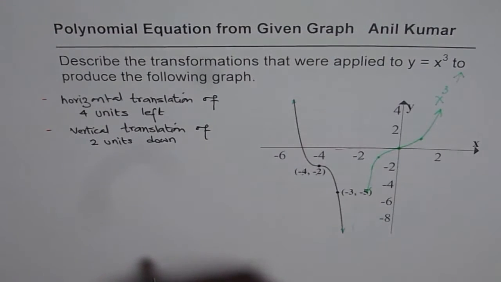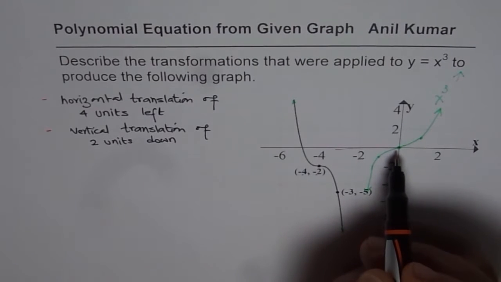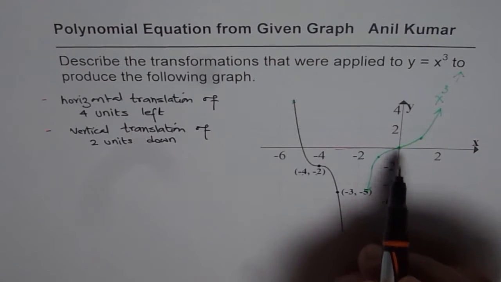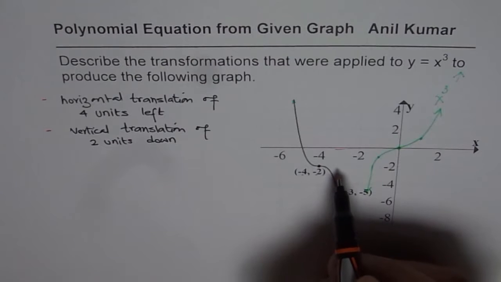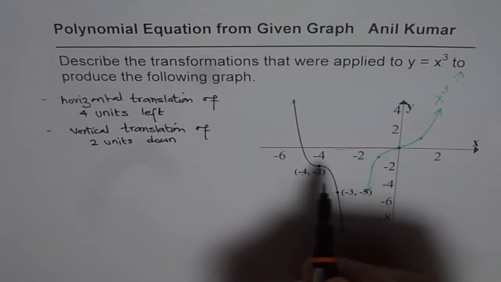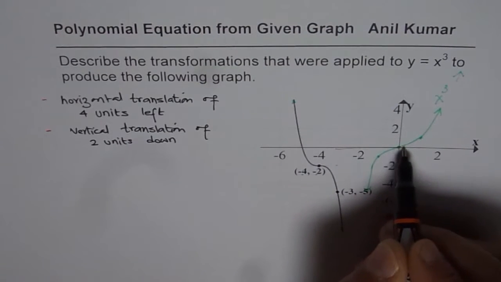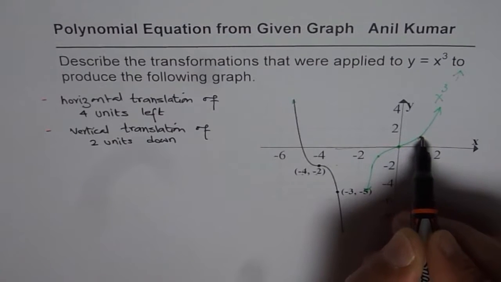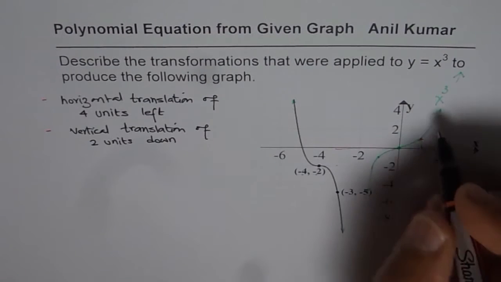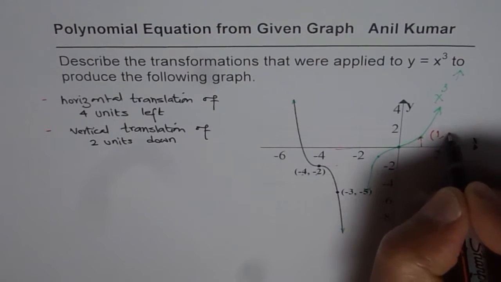And now let's look into vertical stretch and horizontal stretch or compressions. So we'll assume that there is no horizontal stretch or compression. That will make our job simpler. Now we'll consider vertical stretch or compression. If we move 1 unit to the right, then in this particular case, moving 1 unit to the right means 1 unit up. So that is the point which is 1, 1.